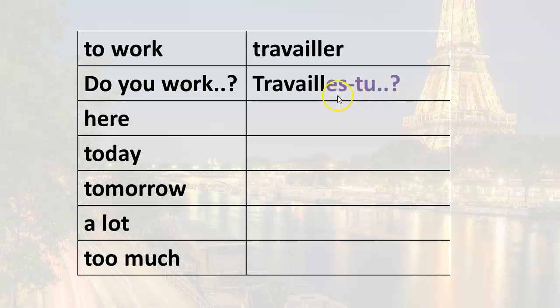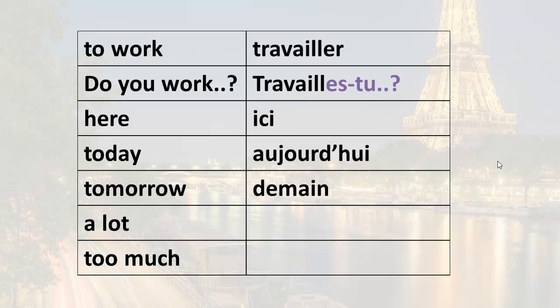Travailles-tu? And remember the es ending for regular er verbs always goes with the tu. So es and tu always go together. Travailles-tu? Here, ici. Today, aujourd'hui. Tomorrow, demain. A lot, beaucoup. Too much, trop. Remember, we generally don't pronounce the consonant at the end of the word. So demain, beaucoup, trop.